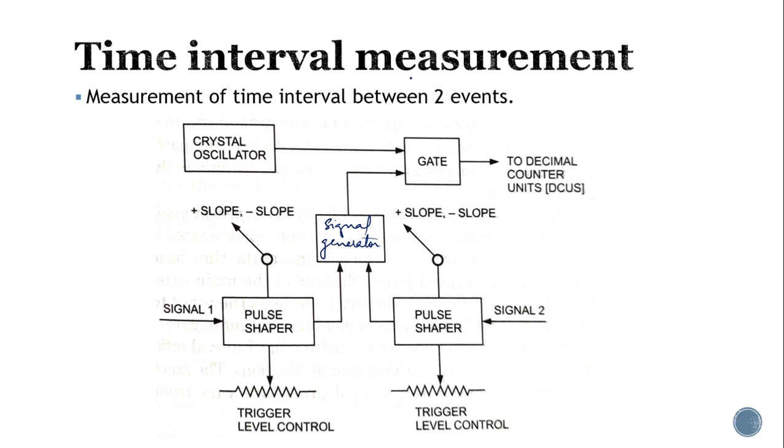In the case of time interval measurement, you have two signals. The signal generator will start producing an output when signal 1 becomes high, and when signal 2 becomes high, the signal generator will stop generating pulses. This time interval is counted and measured, and you get the corresponding output.